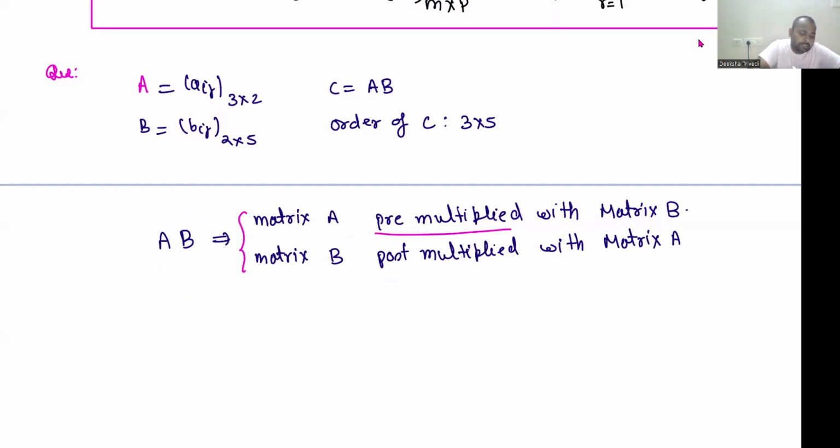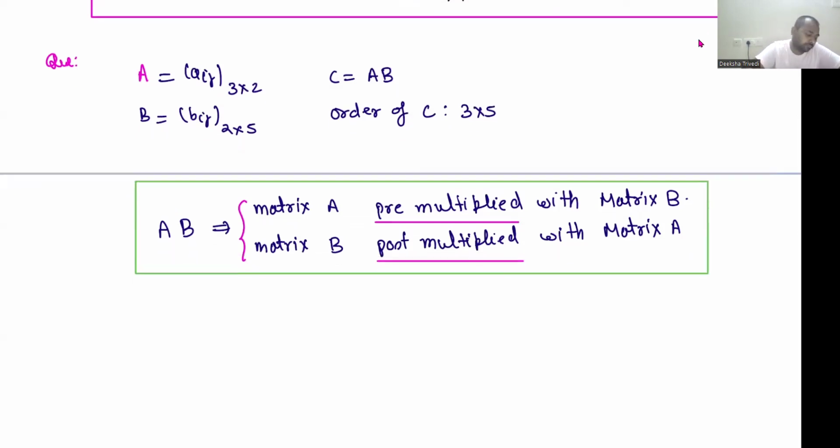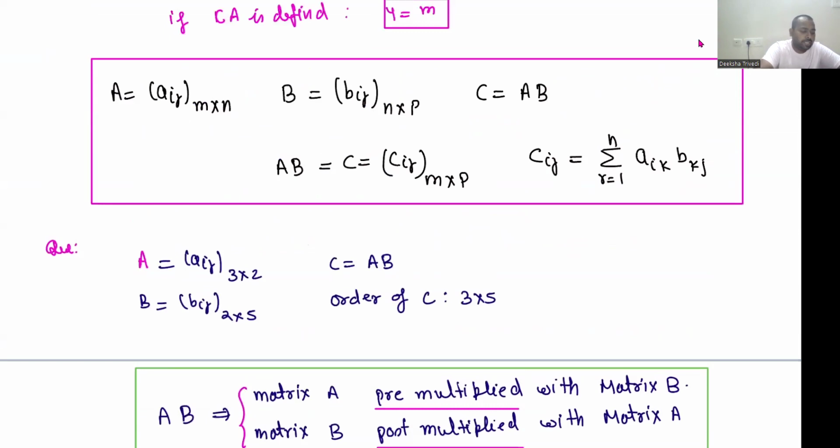Here we are going to understand the meaning of pre and post multiplication. Pre-multiplication means A multiplied with B, that is AB. Post multiplication is B multiplied with A, that is BA. Can everybody understand what is the meaning of pre and post multiplication? Yes, sir. Very good. After that, we will start with the meaning of this Aik, Bkj.